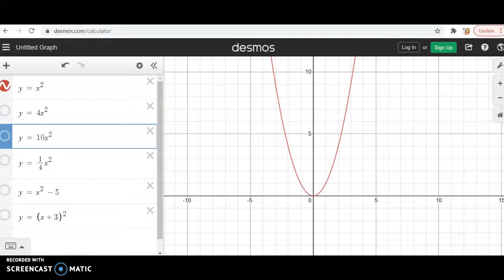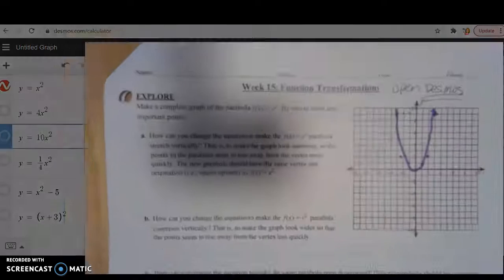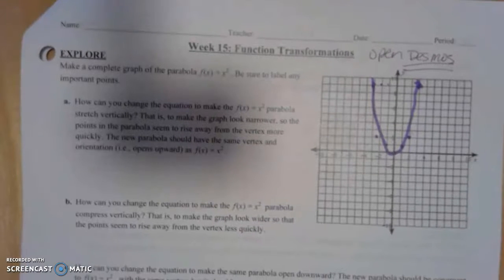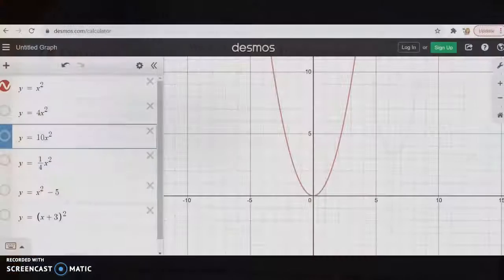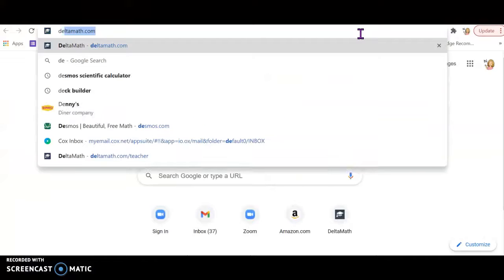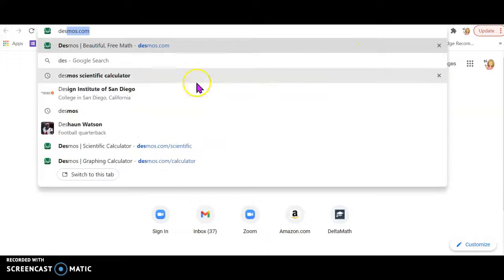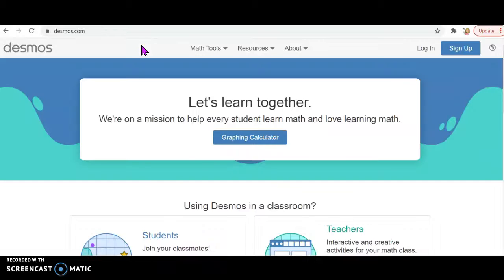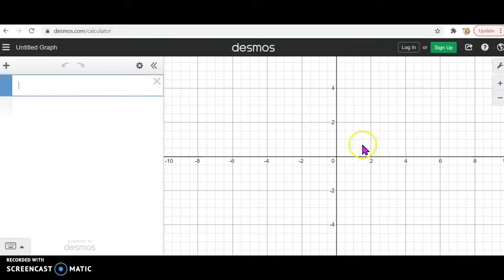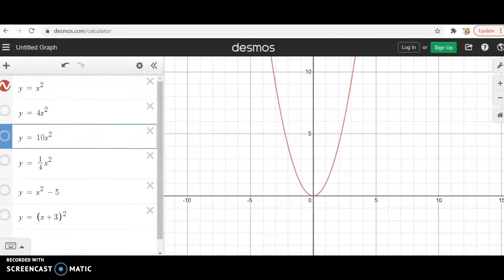Okay, to do this week 15 video, what we are going to do is open Desmos, the graphing calculator. Let me go back to this screen here. Normally we do the scientific calculator, but just go to desmos.com and it'll come up with this graphing calculator right here. And that's what we want to deal with.